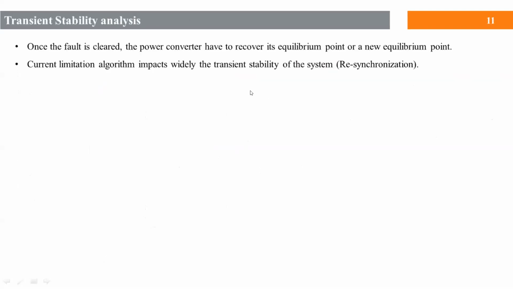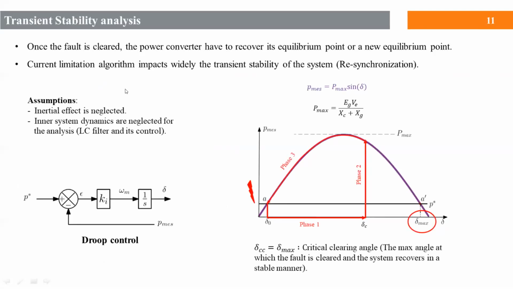Once the fault is clear, of course, the power converter has to recover its equilibrium point, or a new equilibrium point, in a stable manner. So in this slide, we will study the impact of each current limitation method on the post-fault synchronization. To do that, let's first consider some assumptions.